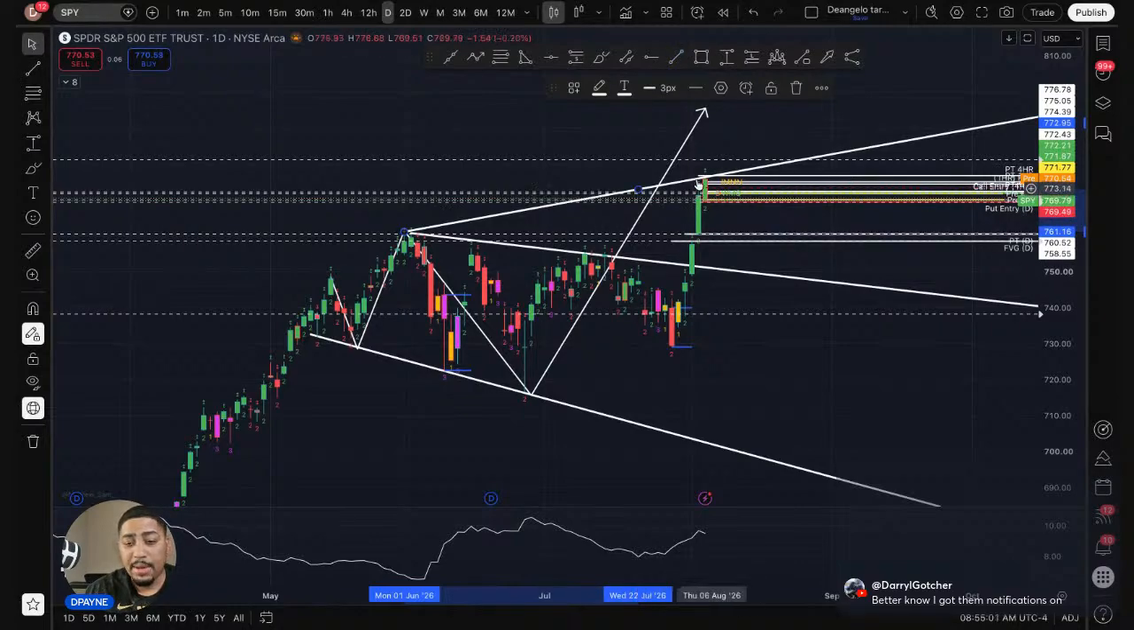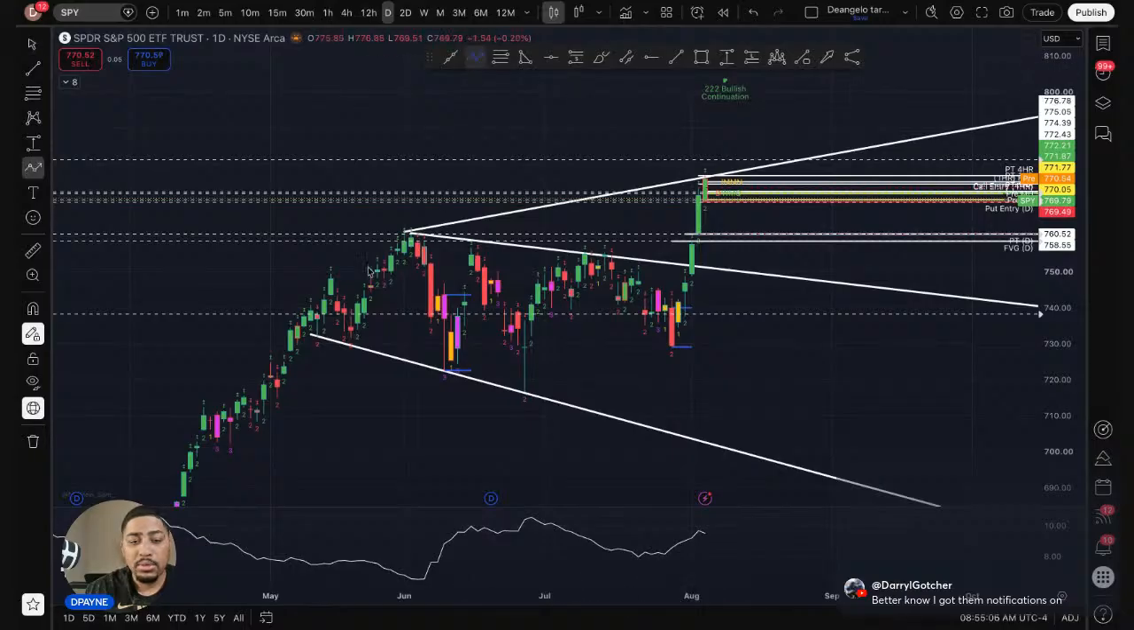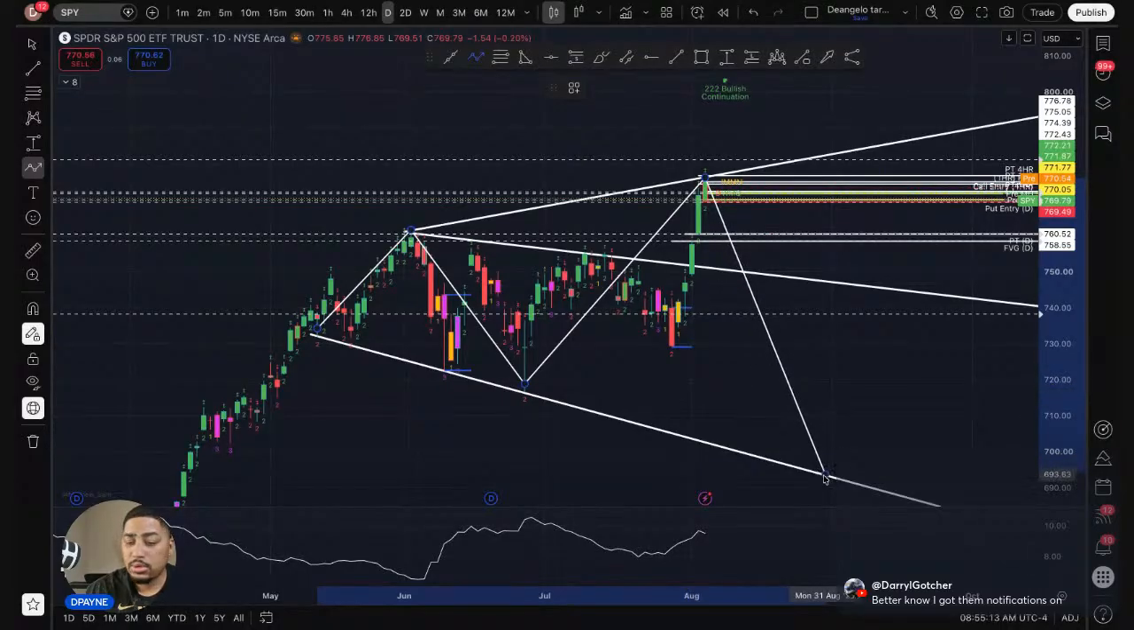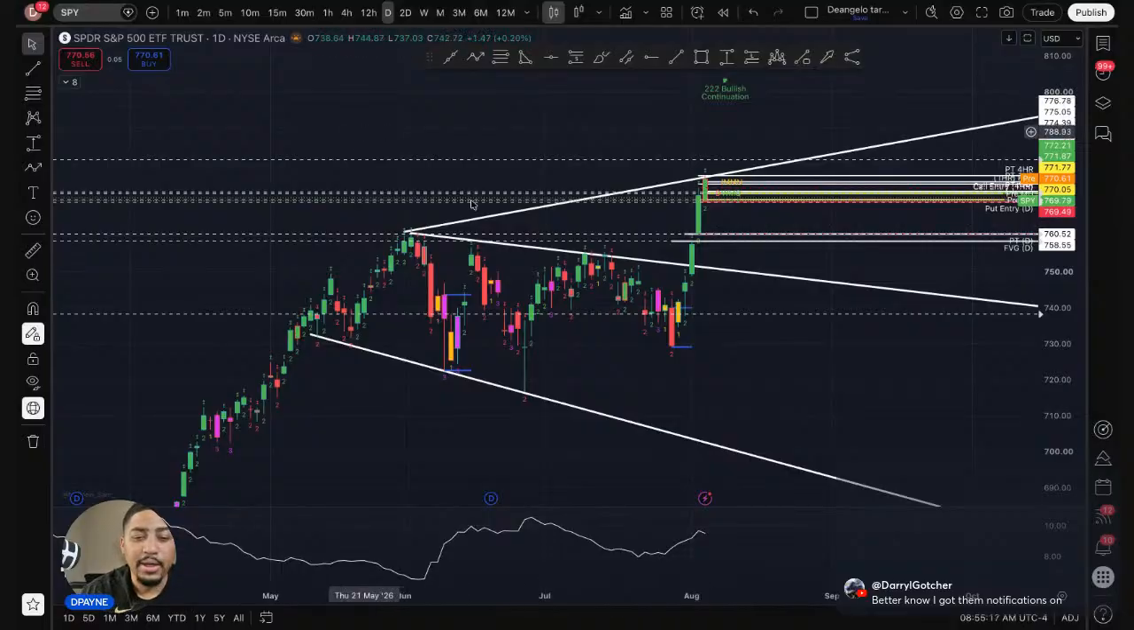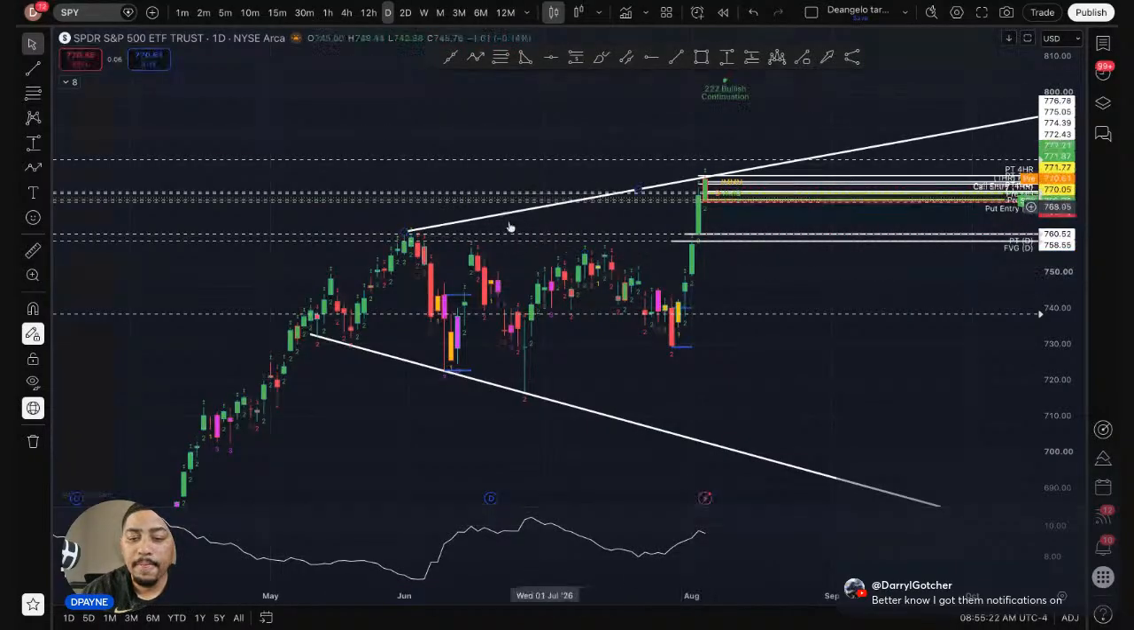So this can be the top. This could very well be the top. This can be one too. So that's why you got to practice drawing them. This is on the daily time frame. But yeah, so this is what makes the broadening formation. You have to break the highs in order to be a broadening formation right here. So this is what I'm seeing on the SPY.